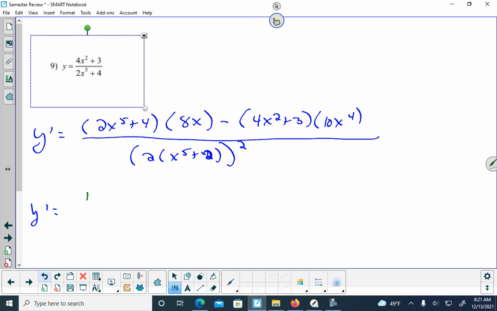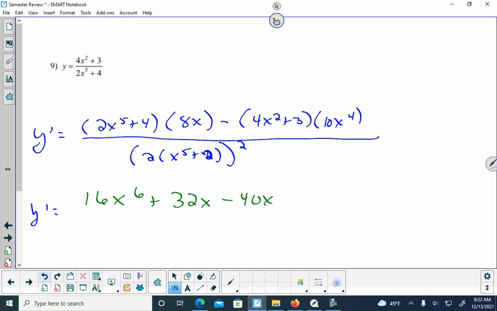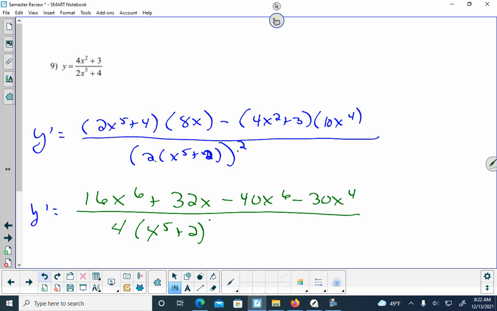So if I do this, this will be 16x to the 6th plus 24. Oh, that's 32. Bad math. 32x. Distributing in negative 10x to the 4, so this will be negative 40x to the 6th minus 30x to the 4th. And this is all over, if I square this, this will be 4, and then x to the 5th plus 2 squared.